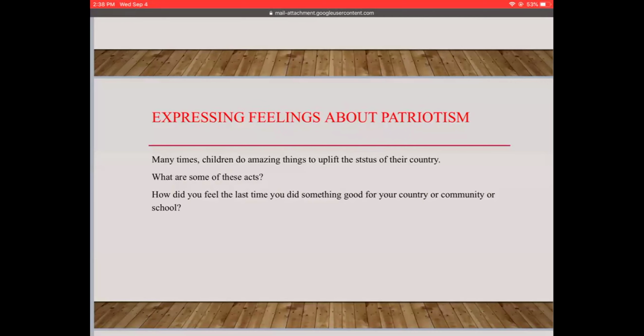Things that people can do: serve the environment, like participating in community service. Also conserving the environment, planting of trees. And another thing that a person can do to show that they are patriotic is reporting corrupt people to the police or to the government so that action can be taken. And that shows that someone is a patriot of the country.